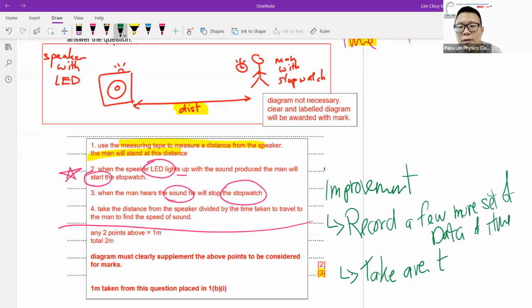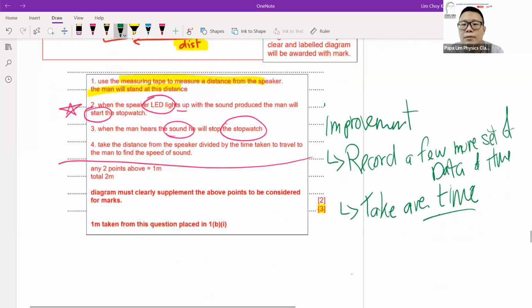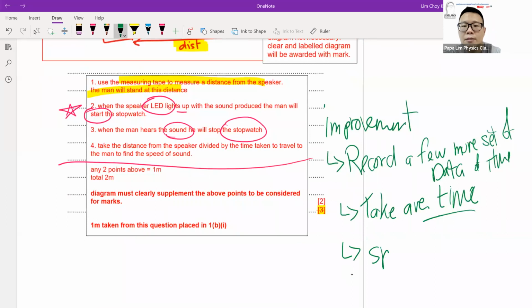Okay, calculate the average time for each of the distances. Then after that, you will be able to find the speed of sound with more accuracy. If you look at recording a few more sets, of course, the main keyword is record a few more sets. So instead of taking one set, you take 2 sets or 3 sets.